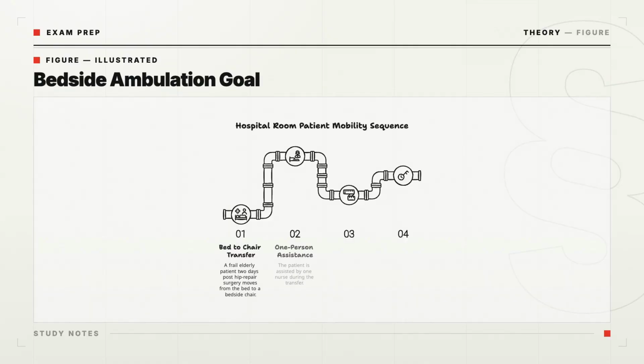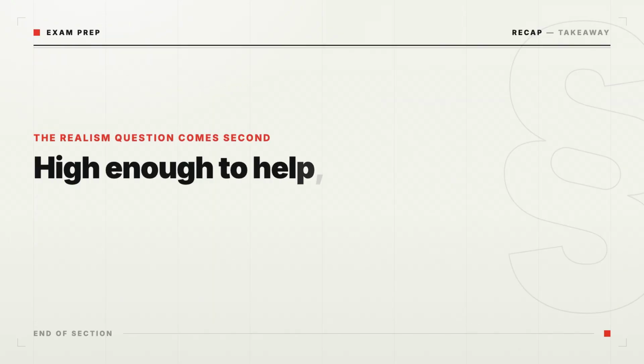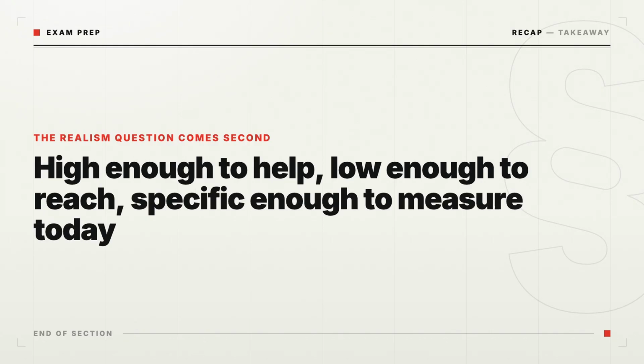A goal that fits reads like this: the patient will walk from the bed to the bedside chair with the assistance of one person before the end of the shift. It names a distance a healing hip can manage, allows the help a frail body still needs, and stays measurable within a single shift. First confirm the patient is the actor, then ask whether the goal is honestly within reach today. The best outcomes for a frail elder are small, concrete, and stepwise. Each one a rung the patient can actually reach before the next is set.